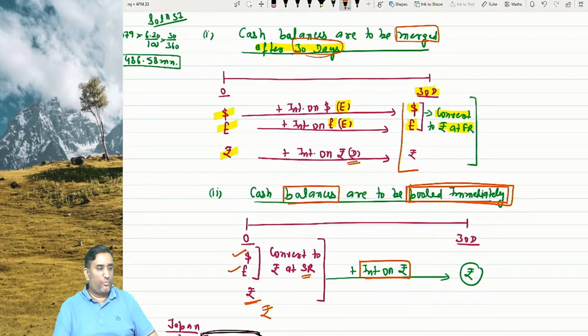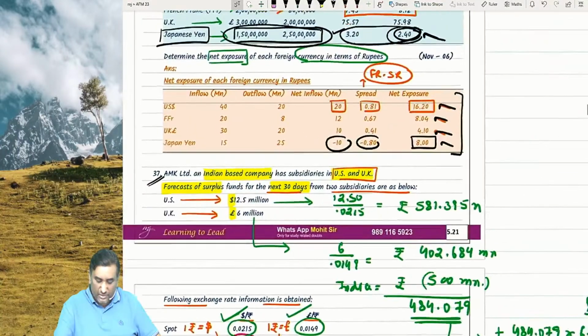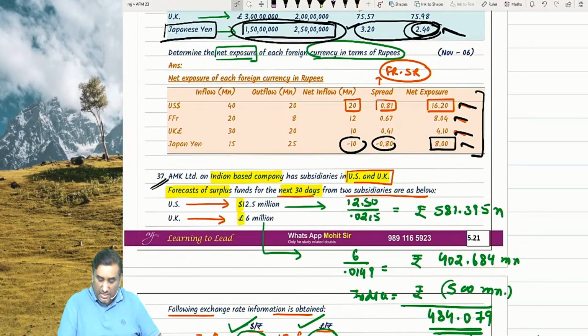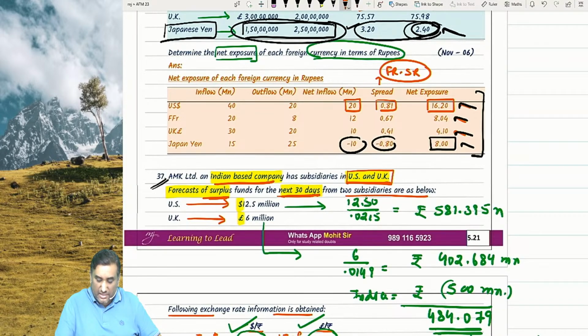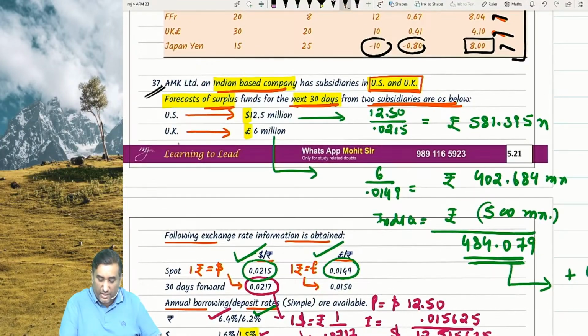And it's given, I think, rupee dollar, rupee pound accordingly. So be comfortable when you're doing it. He has given the answer to you, but when you're converting, be very comfortable, please. For example, it says an Indian-based company has subsidiaries in the US and UK. Forecast of surplus funds for the next 30 days of the two subsidiaries are given below. US dollar 12.5, UK 6 million. And then you have foreign exchange available. Spot rate rupee dollar given 0.0215.